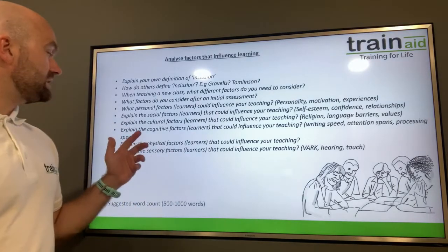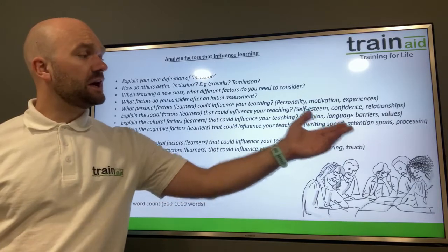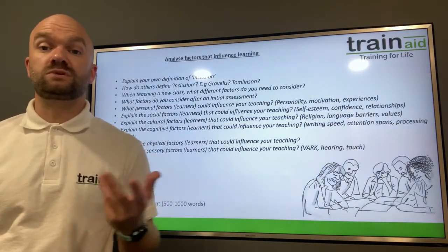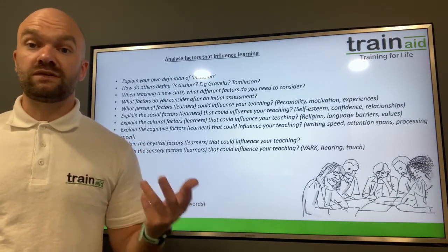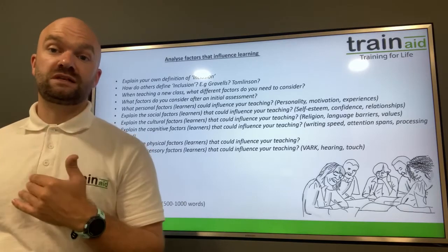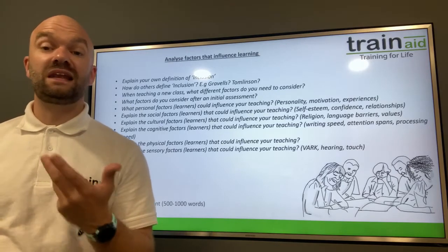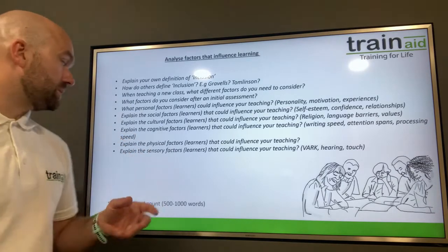And there's also finally cognitive factors as well. It could be the learner's writing speed, attention spans, processing speed. Is that going to help you to think about the activities that you're going to be delivering? Do you have to speed up your teaching pace? Do you have to cut activities short? Do you have to make them simpler to understand? So think about the level of learners that you are teaching and how is that going to work for you.